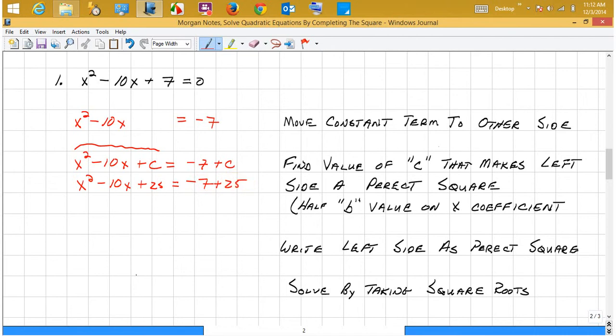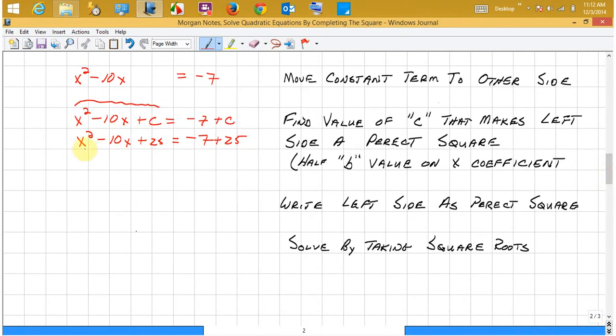Now what I've done is I've actually created a perfect square on the left. So my next step is to take this left-hand side, which I've now created a perfect square trinomial, and write it in its factored form. So once again, that would be a negative 10, half of that, squared. In this case, it would be equal to 18. So what I've done is I've created a perfect square.